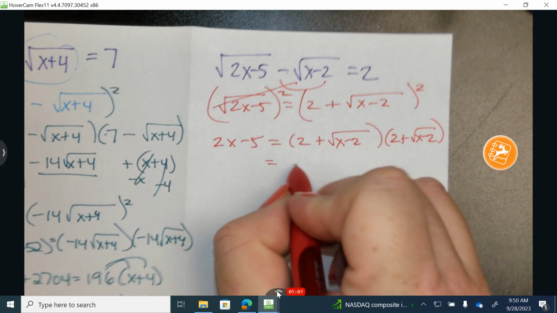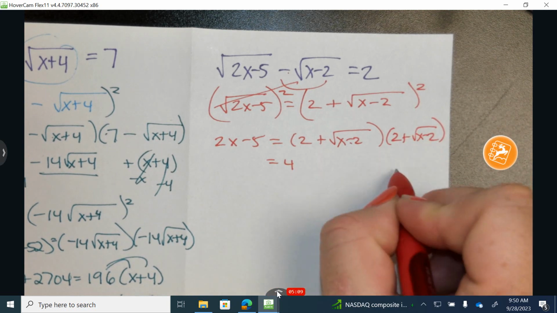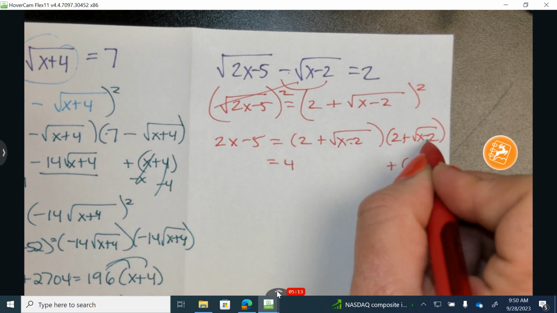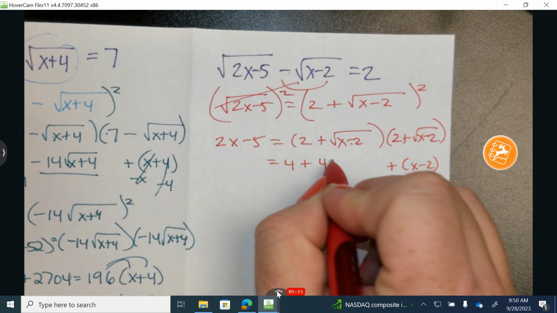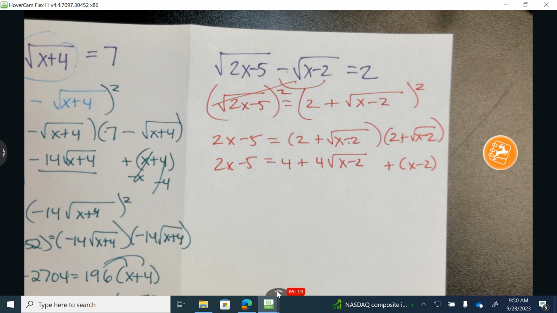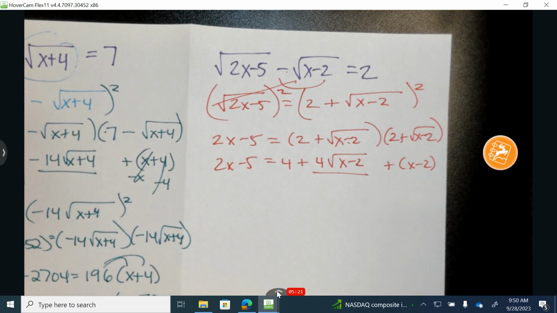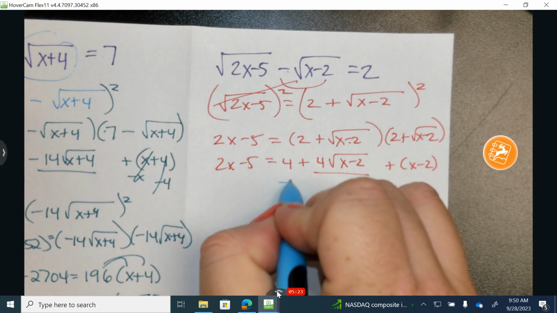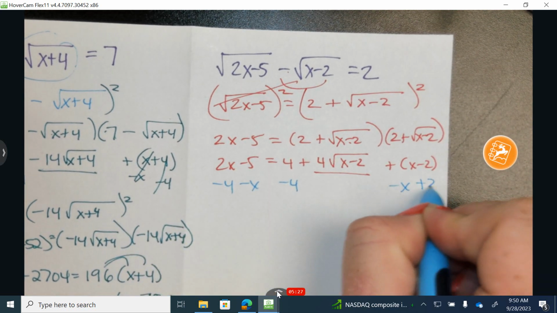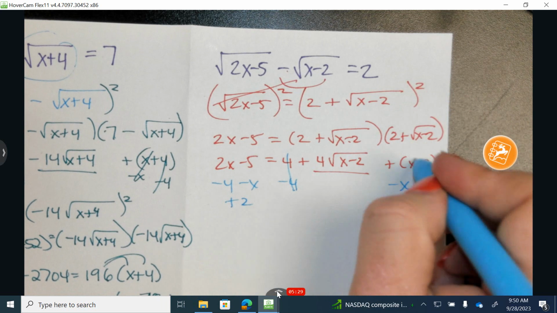Okay, let's FOIL on the right. 2 times 2 is 4. When I multiply the backs, I'm left with x minus 2. Now I have a positive 2 and a positive 2. So I have positive 4 groups of x minus 2 equals 2x minus 5. I want to get this quantity by itself. So I'm going to subtract 4, subtract x, and add 2. So I did inverse operations.